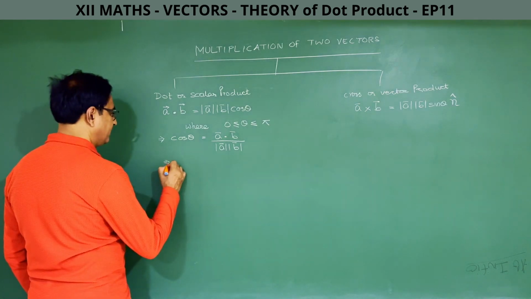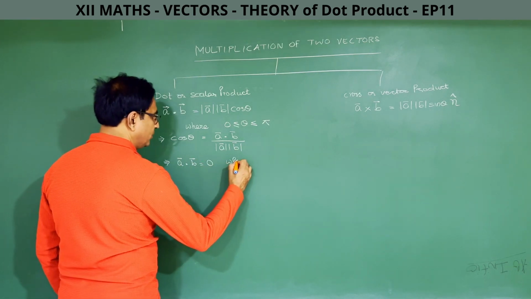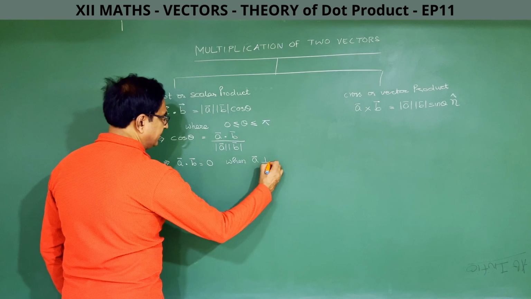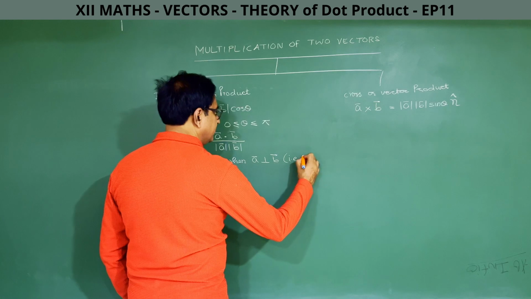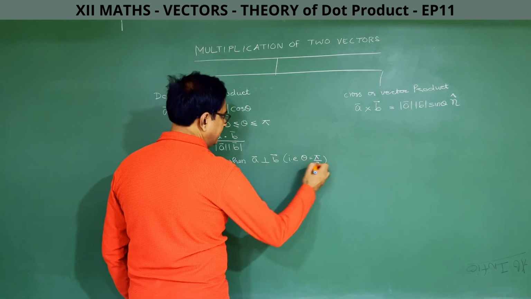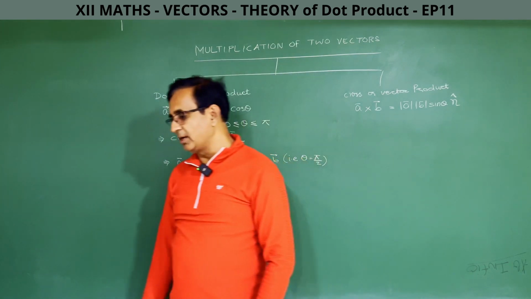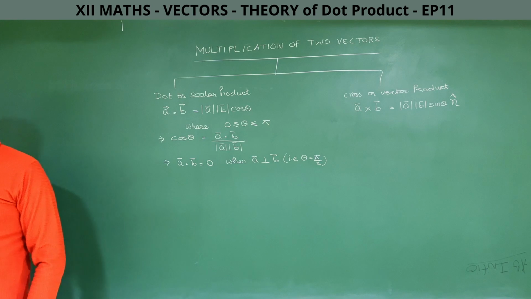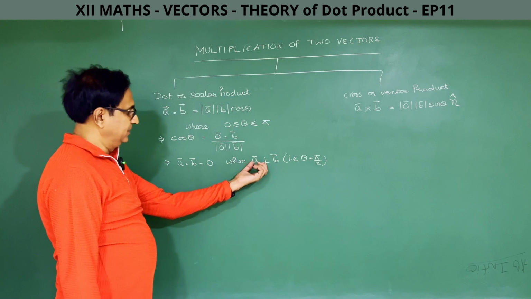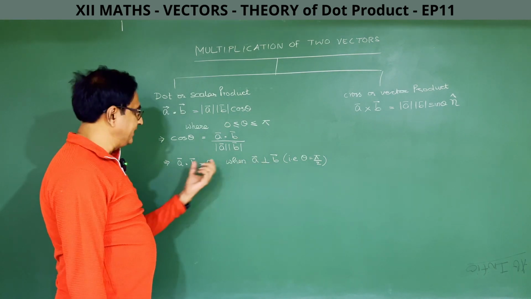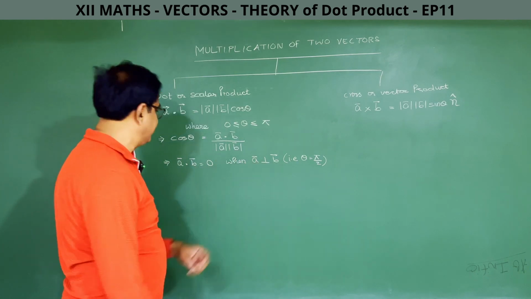Alright, second, A dot B will be 0 when vector A is perpendicular to vector B, that is, the angle between them is pi by 2. And do you know the reason why A dot B will be 0 when vector A is perpendicular to vector B? Because cos 90 is 0. So conversely, if two vectors are at right angles, their dot product is 0. If the dot product of two vectors is 0, they are at right angles.